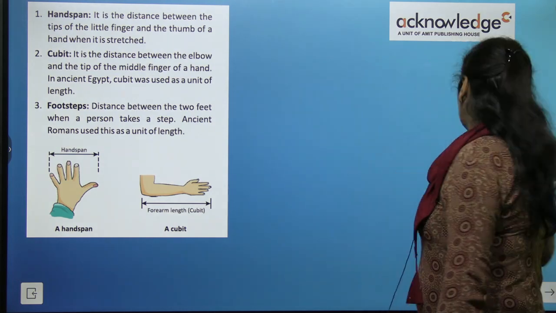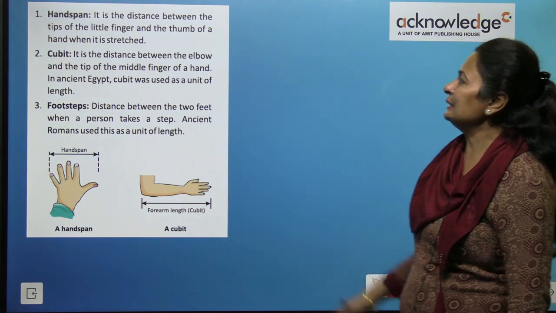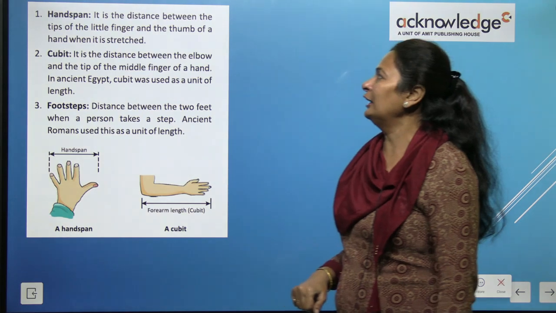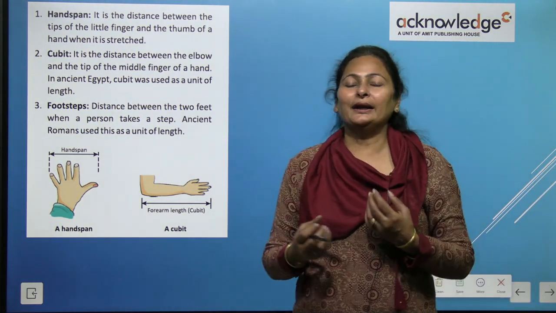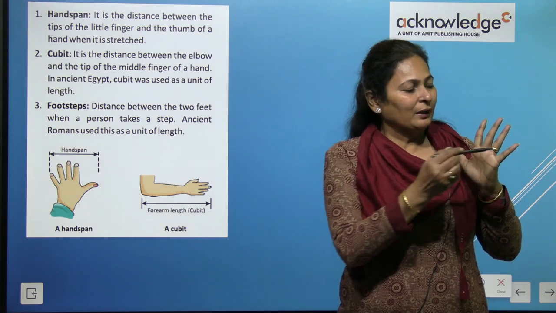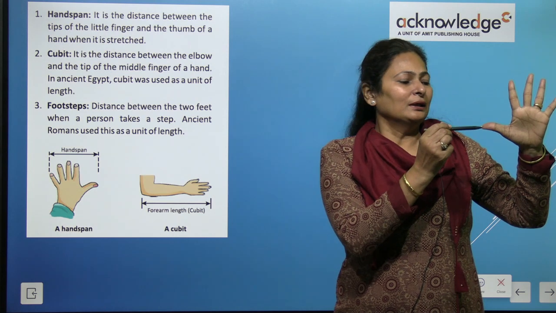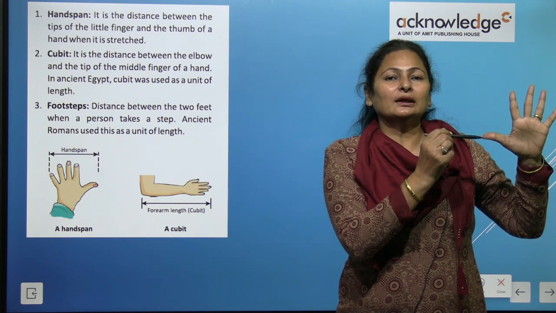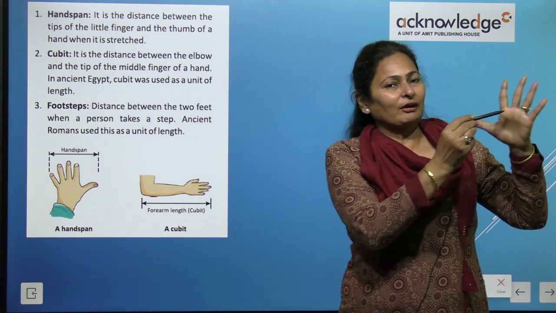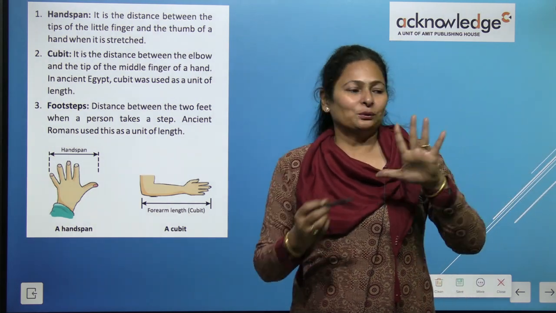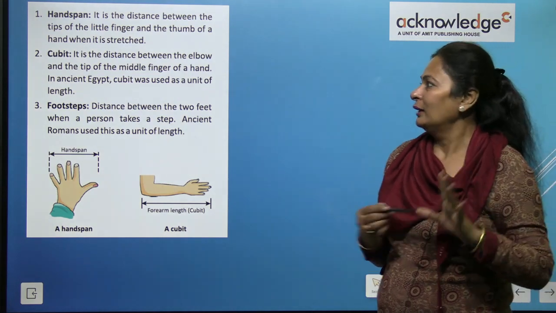So first is handspan. Now what is handspan, kids? It is the distance between the tip of the little finger and the thumb of your hand when it is stretched, like in this way. This is the tip of the little finger to the tip of the thumb. You can measure it like I am measuring it. So when we are stretching it, from this to this is called the hand span.